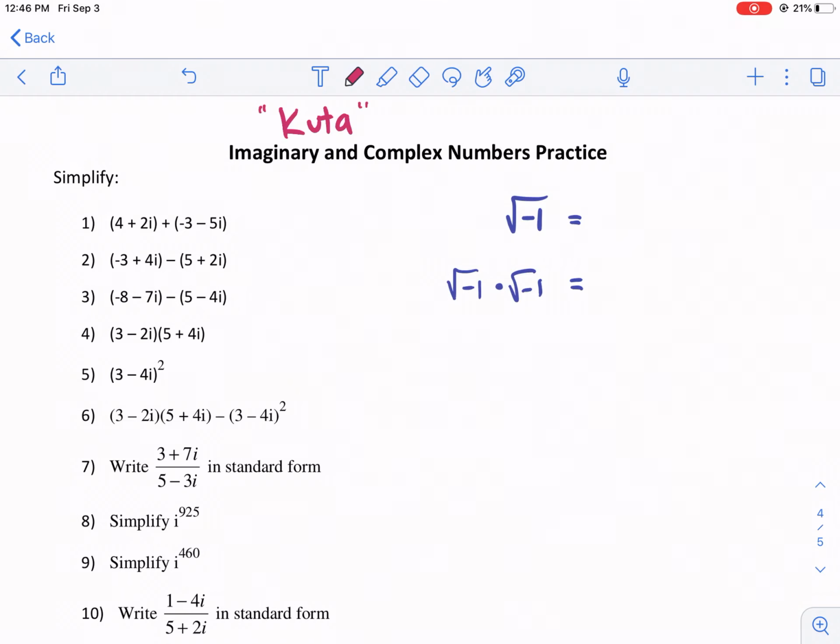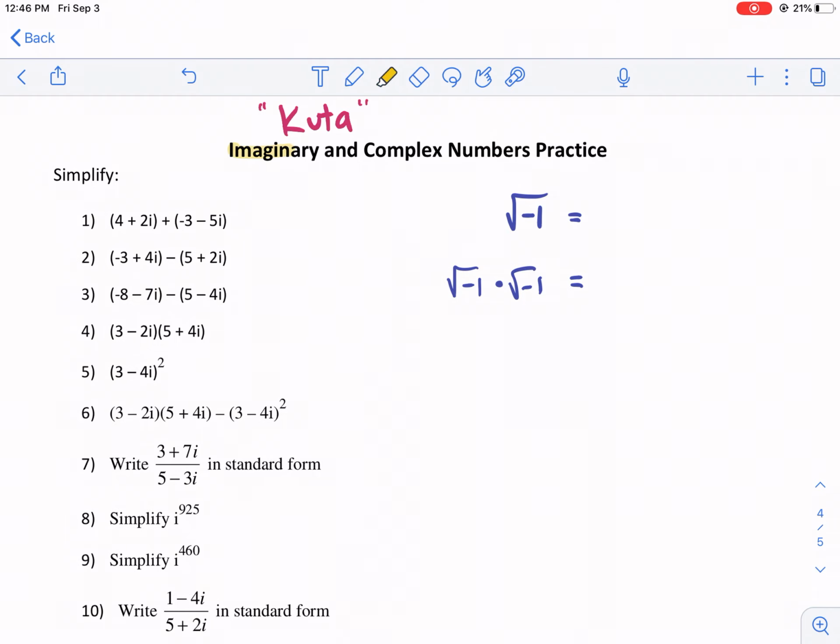Hi everyone, this is Mr. West. I'm doing today what we would call a Kuta imaginary and complex numbers practice. You can't see me doing it, but I'm doing quotations with my fingers because this really isn't a Kuta, but this is a good worksheet that a teacher might print off for you. So let's talk about imaginary numbers.